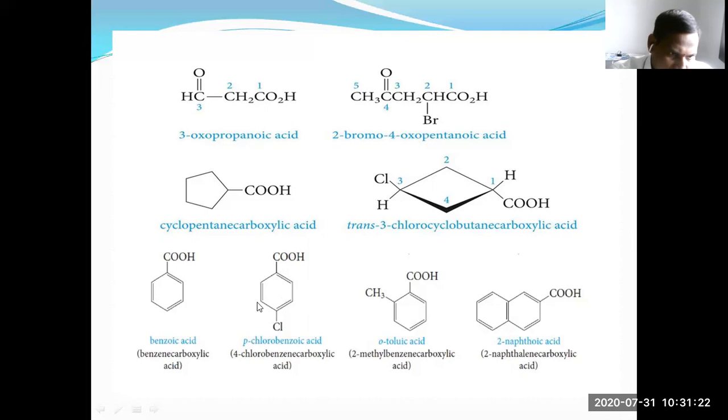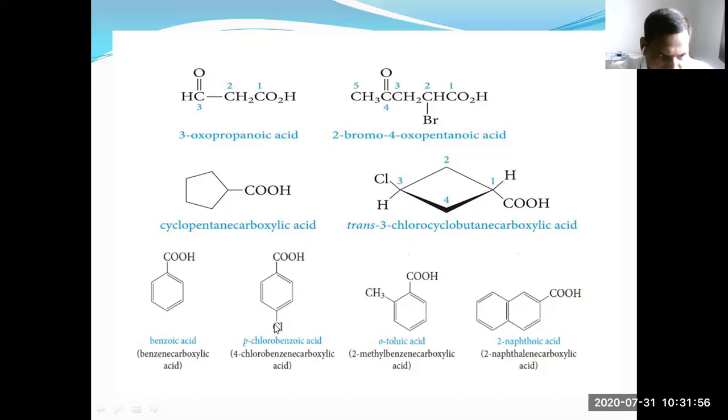See here, these are the aromatic carboxylic acids. So the carboxylic acid group is attached with the benzene ring or aromatic ring. So these carboxylic acids are aromatic carboxylic acids. So this is benzoic acid. Another name is benzene carboxylic acid.